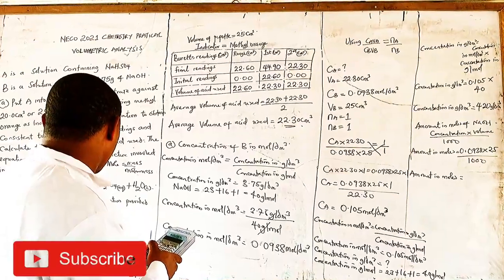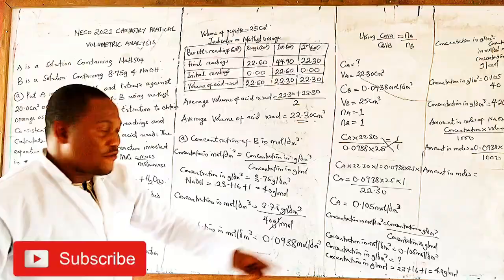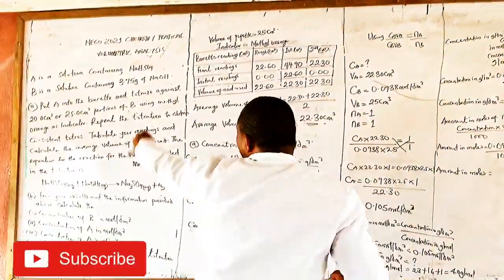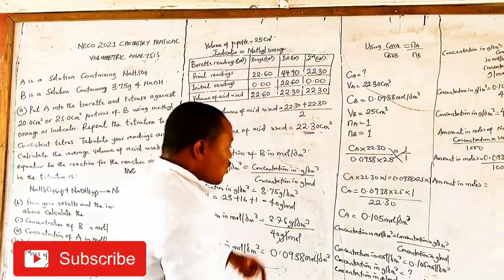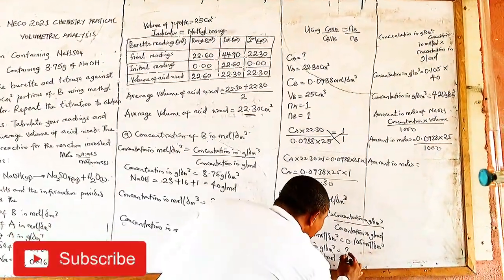Sorry, I'm seeing a mistake. Concentration of A in gram per dm cube. Sorry, we have this concentration in gram. That's A. This A. So we want to calculate for sodium hydroxide. So it should be for this, please.